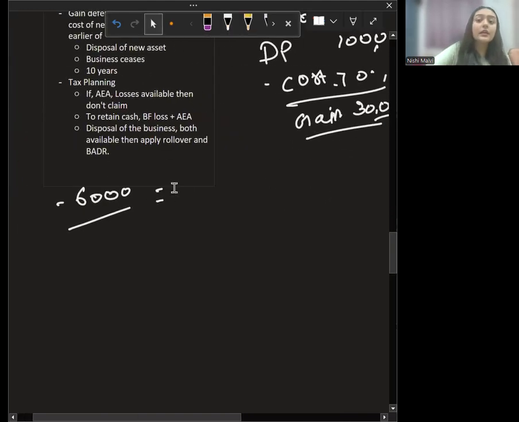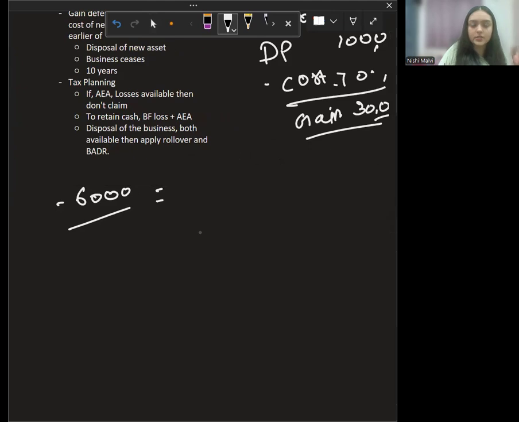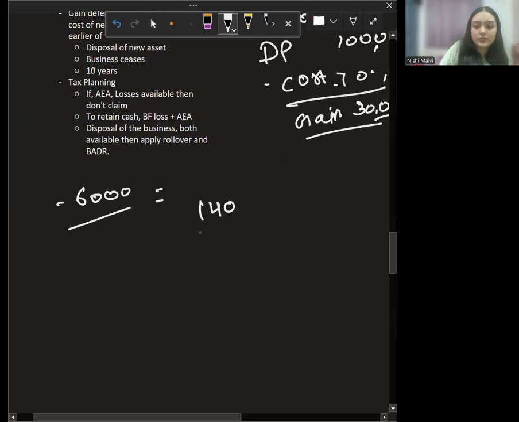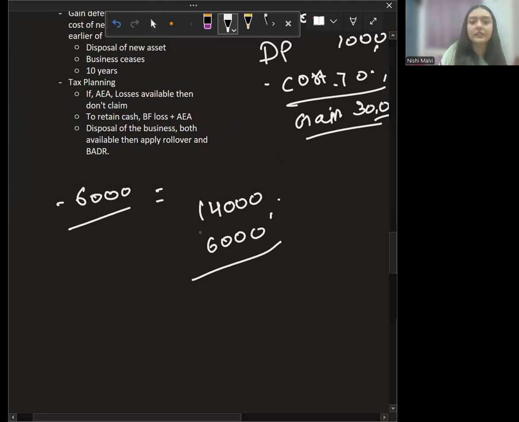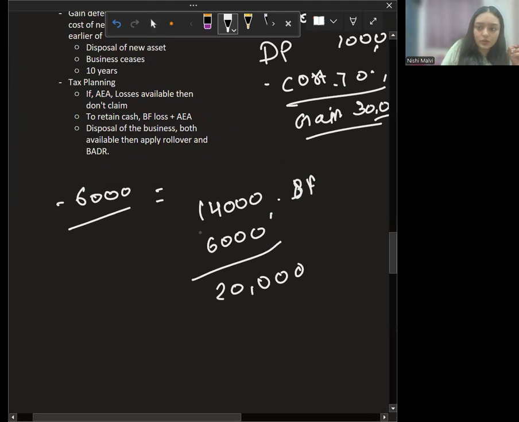Here they are saying retain cash. Suppose you had brought forward losses of 14,000 and your annual exemption is 6,000. If you claim that against your rollover relief, then you can keep that much cash in hand. It can be any amount. If it's 4,000, then 10,000 will be your cash on hand. This cannot be chargeable, it will be deducted, and the remaining 10,000 will be chargeable.